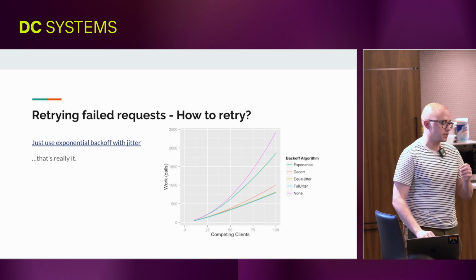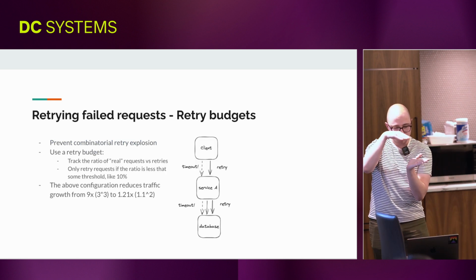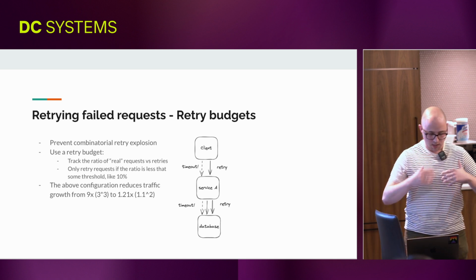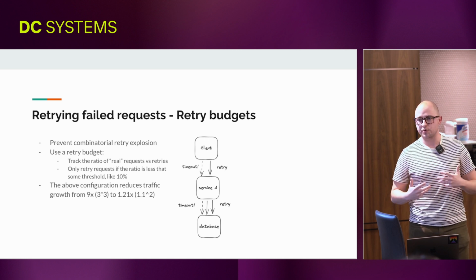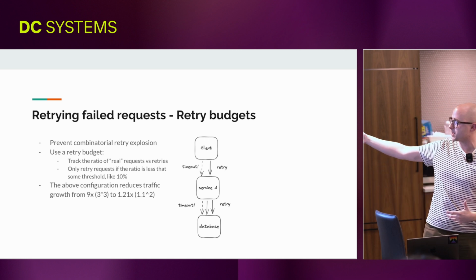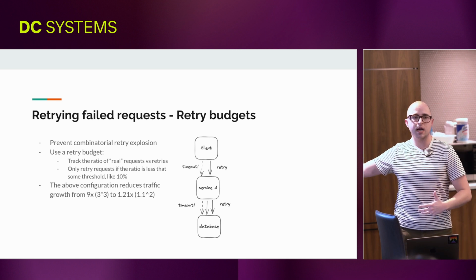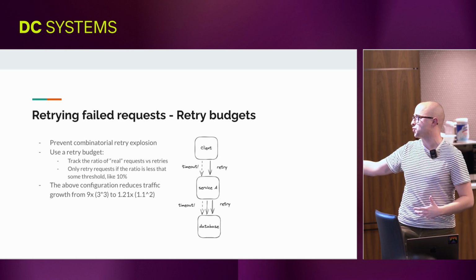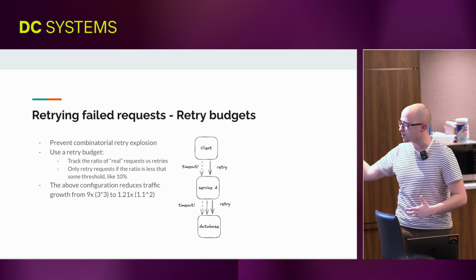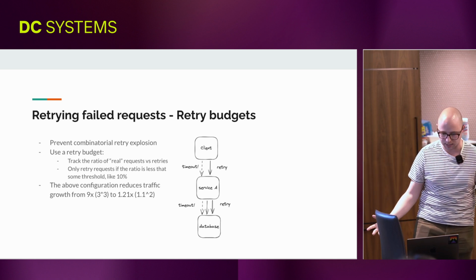But there's another thing that I've seen a lot less of that helps taper down the amplification we talked about earlier, and those are retry budgets. So the idea is to prevent combinatorial retry explosion. Like we talked about earlier, this is our service from earlier, just transposed so it fit on the slide. We've got a 9x explosion here. Client to service, 2 retries, so 3 times the load. Service to database, 3 times 3 is 9.